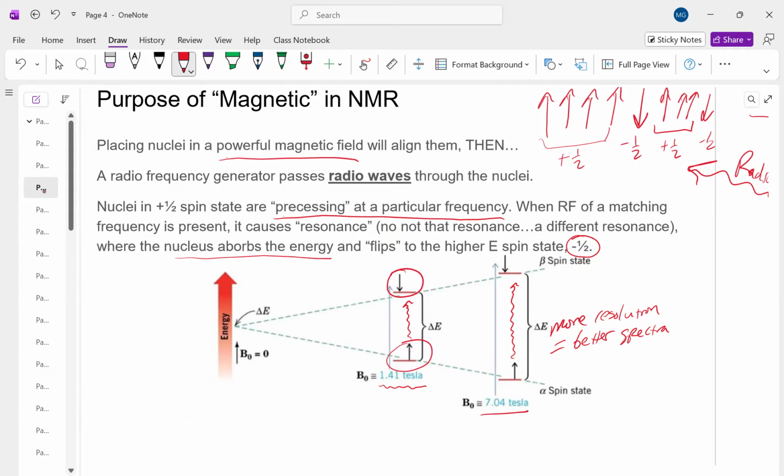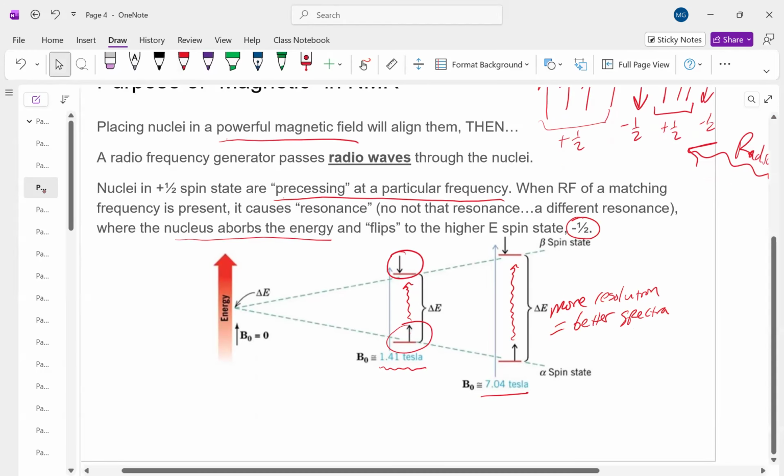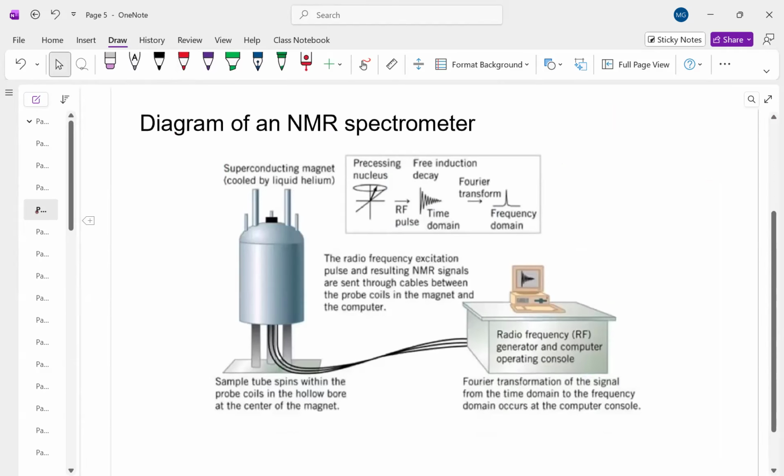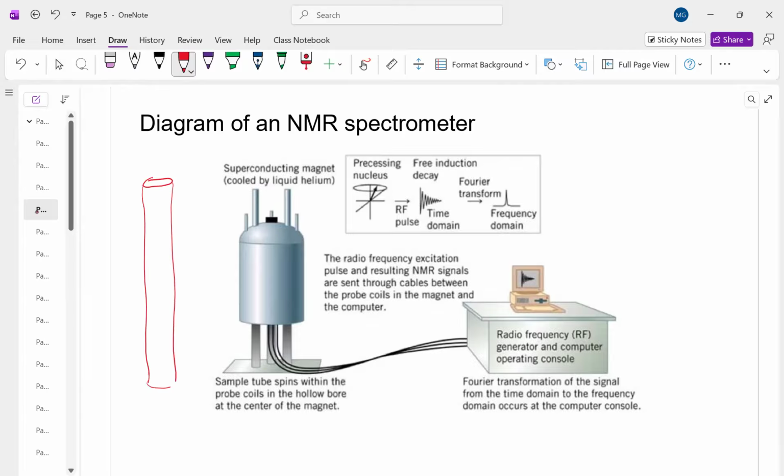Sorry. Obviously, the more powerful the magnet, the more expensive the machine. But let's take a look at a flow diagram here of how this works. Typically your sample is placed into something called an NMR tube. So it's a long, thin tube. It's bigger than a capillary tube, like for a melting point, but it's pretty thin.